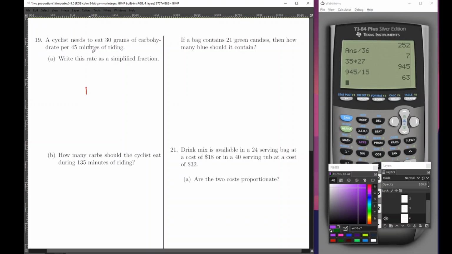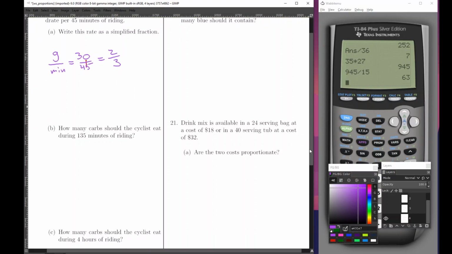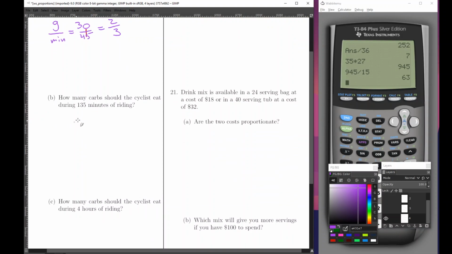A cyclist needs to eat 30 grams of carbohydrates per 45 minutes of riding. Write this as a simplified fraction. Grams per minute is equal to 30 over 45. That's 2 to 3. Cool. How many carbs should the cyclist eat during 135 minutes of riding? 2 is to 3. Again, this is grams per minute. Is equal to some amount of grams over 135. 3g is, what is that, 270? G is, hey, look at that, 90 grams.